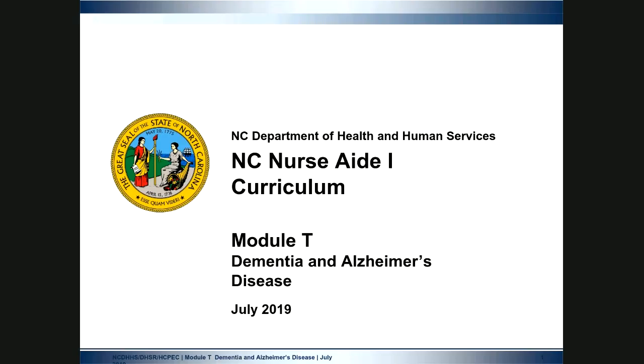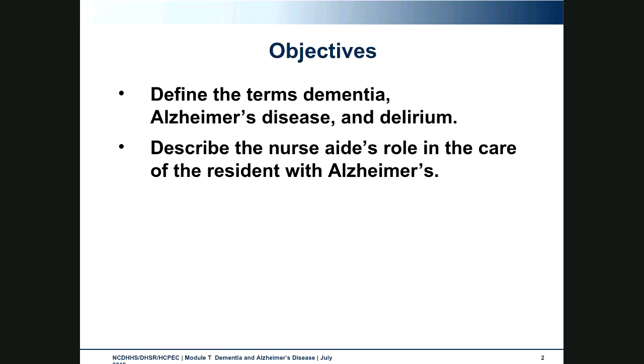Module T, Dementia and Alzheimer's disease. In this module, we're going to define the terms dementia, Alzheimer's disease, and delirium. And we're going to describe the nurse aide's role in caring for the resident with Alzheimer's.